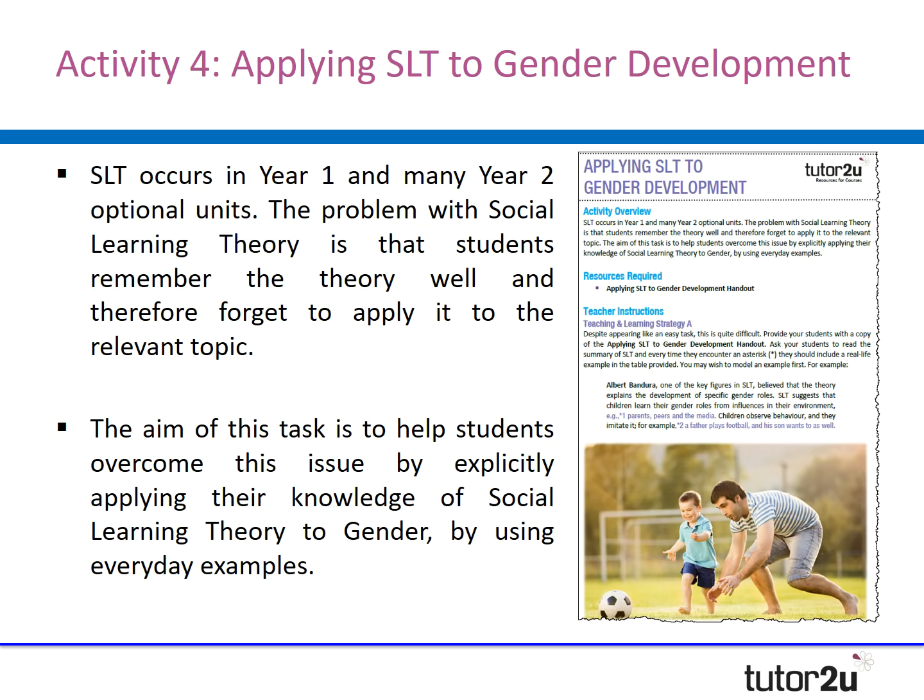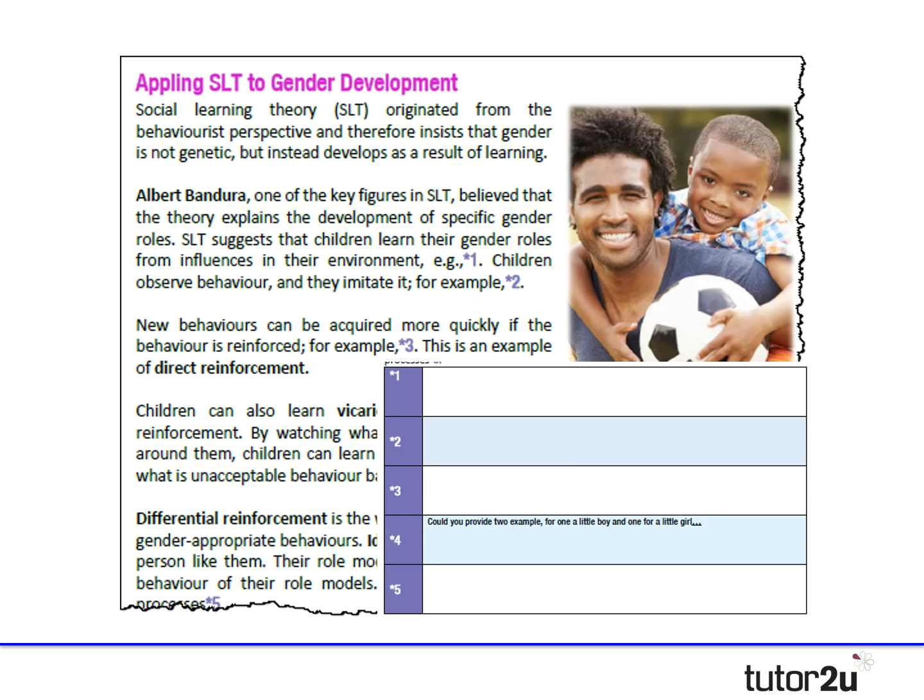Now, the aim of this task is to help students overcome that issue by explicitly applying their knowledge of social learning theory to the topic of gender, using everyday examples. The way the activity works is we provided a 150 to 200 word outline of social learning theory, but we've not actually applied it properly to gender. You'll see there are numbers on the screen with asterisks, and a table underneath the handout, whereby every time students encounter a number and an asterisk, they have to put in an everyday example linked to gender development.